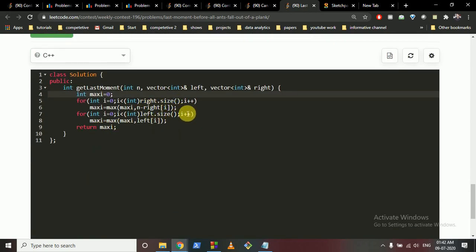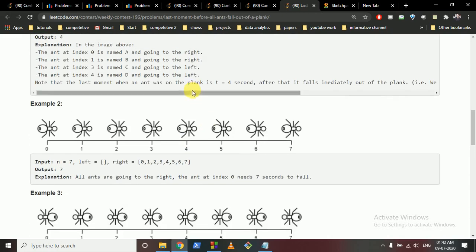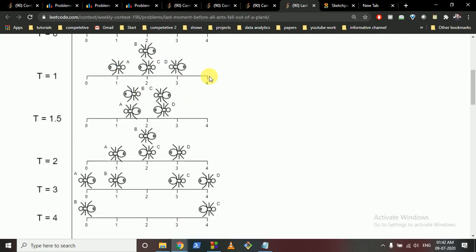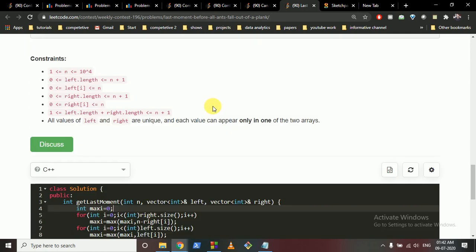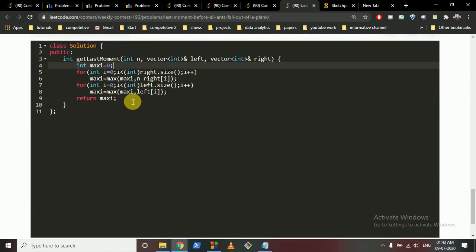And same for the left. Left is just left[i], because as you can see, if this ant is on 3, it will require 1, 2, 3 seconds to fall off of the plank. So that's the whole trick, and you have to find out the maximum of all of them.